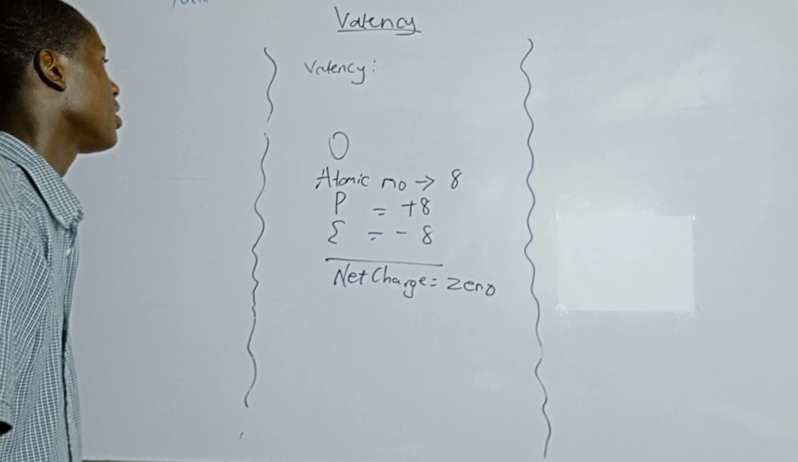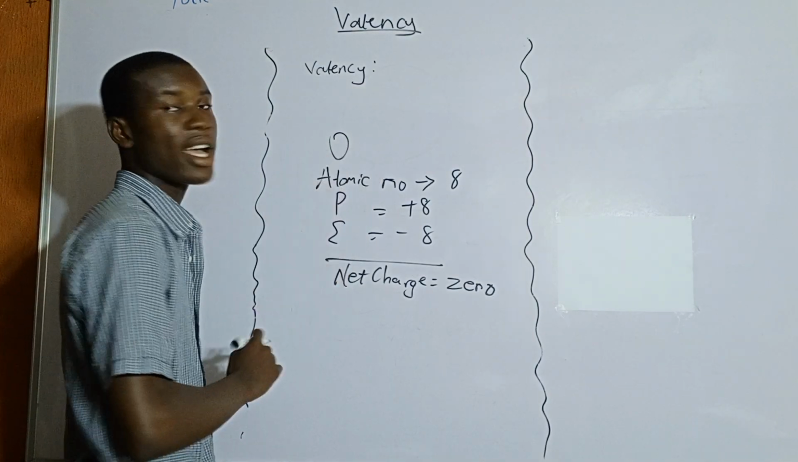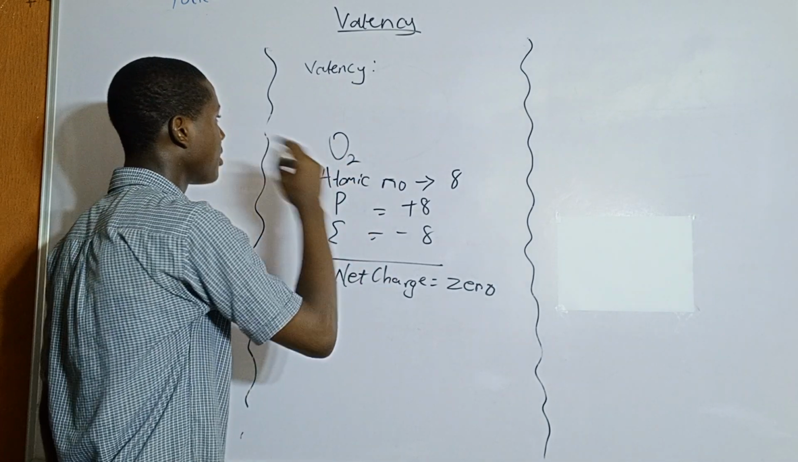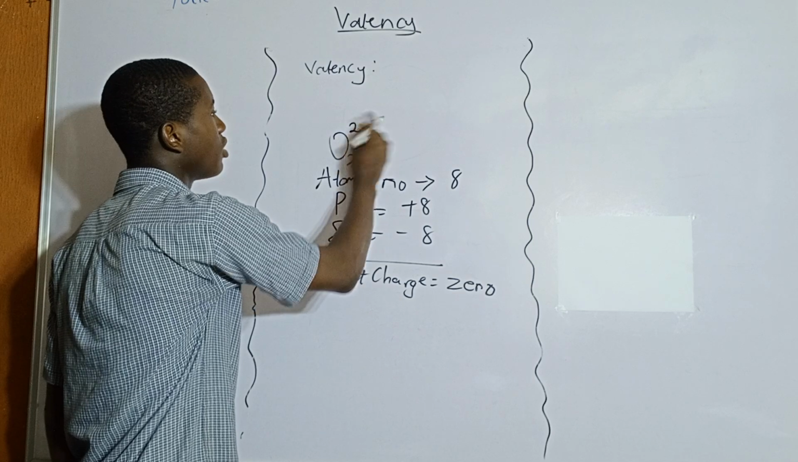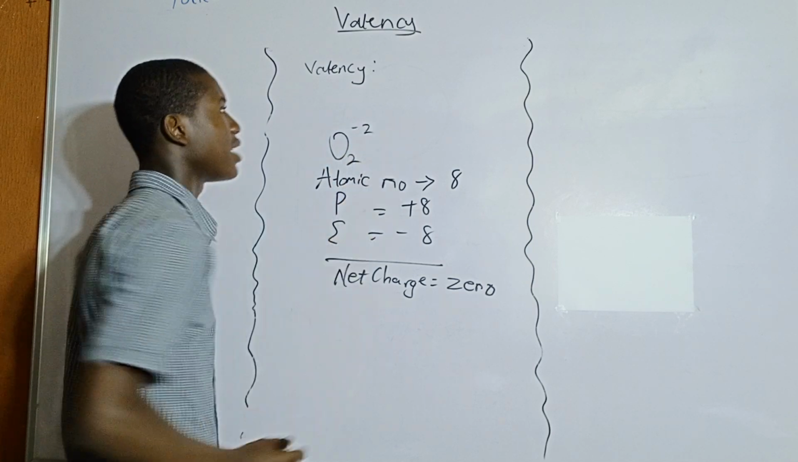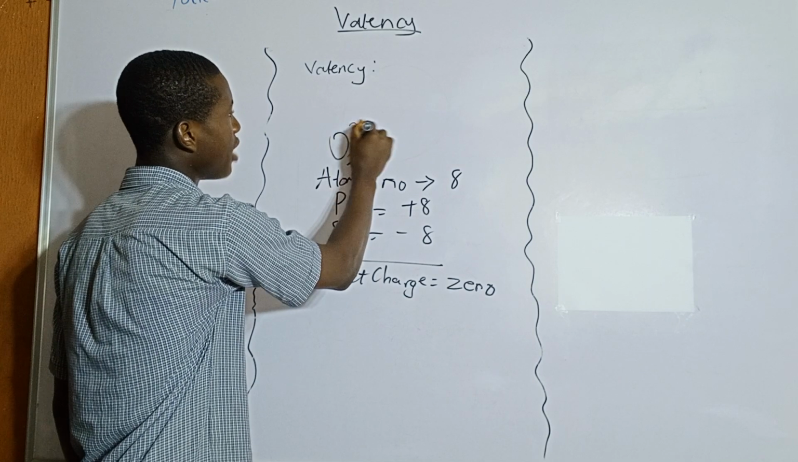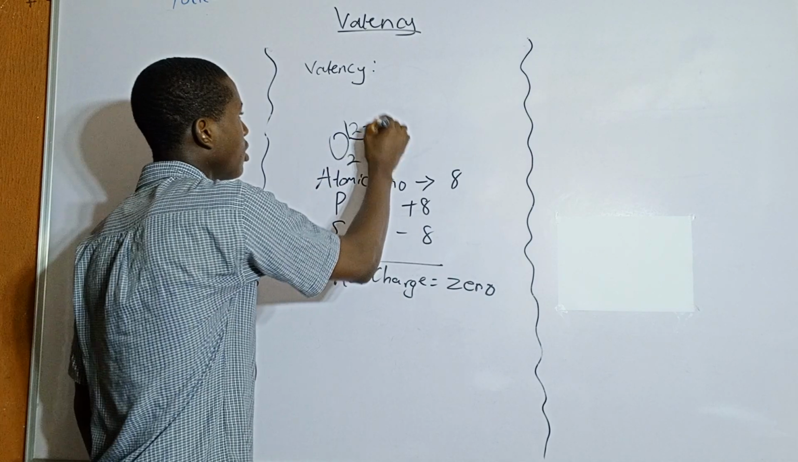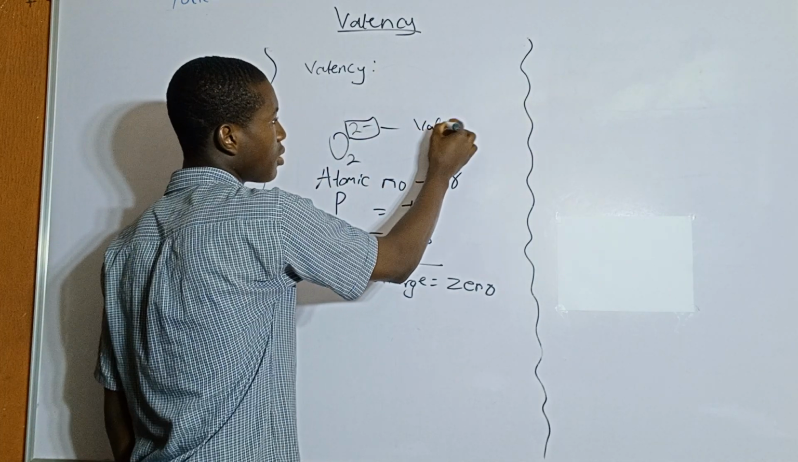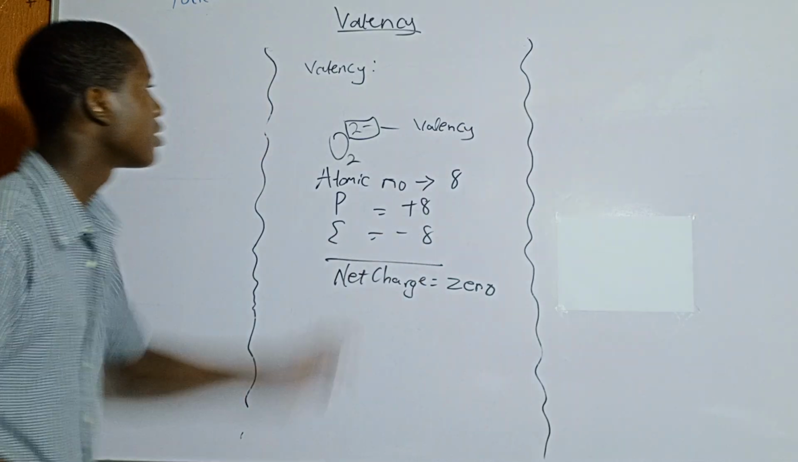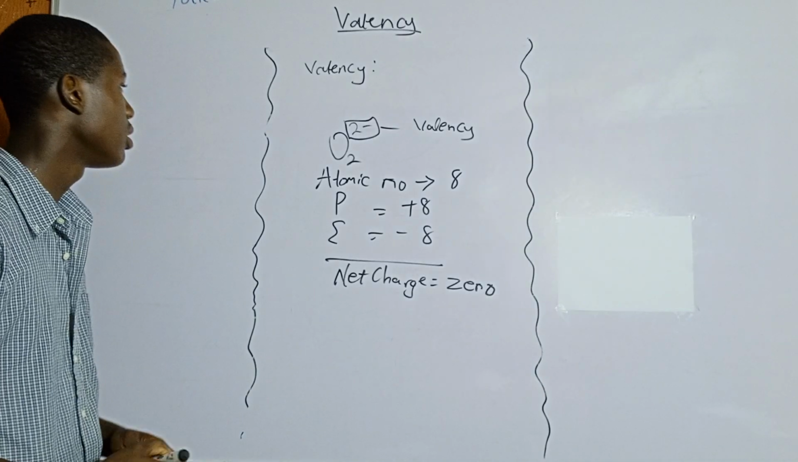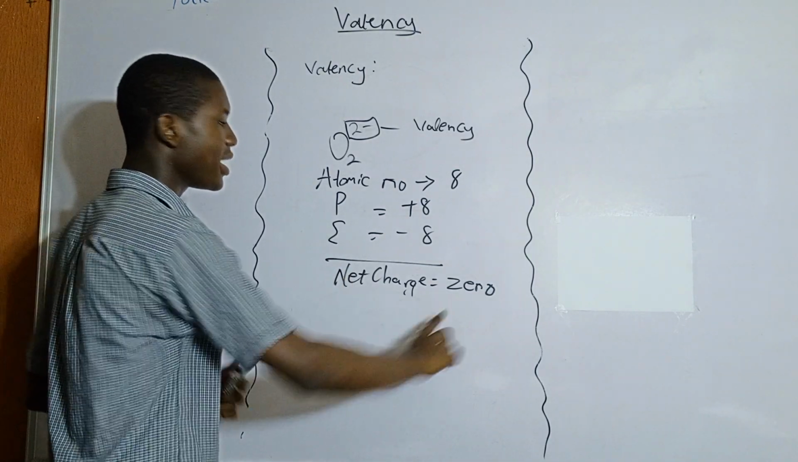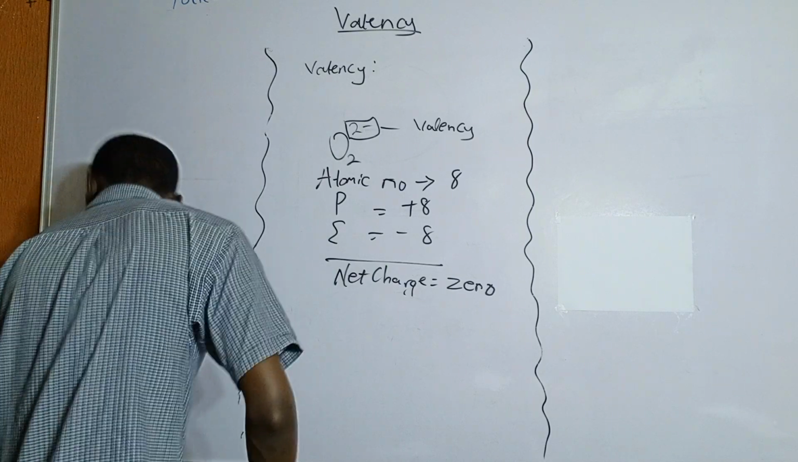But when calculating valency, we know that when an oxygen atom is about to combine, it combines as a gas, and it always has 2 minus or negative 2 at the top. What is this 2 minus? This 2 minus is the valency. And how do we calculate this 2 minus? It's still the same calculation, but in this case we are no longer going to be calculating net charge but valency.